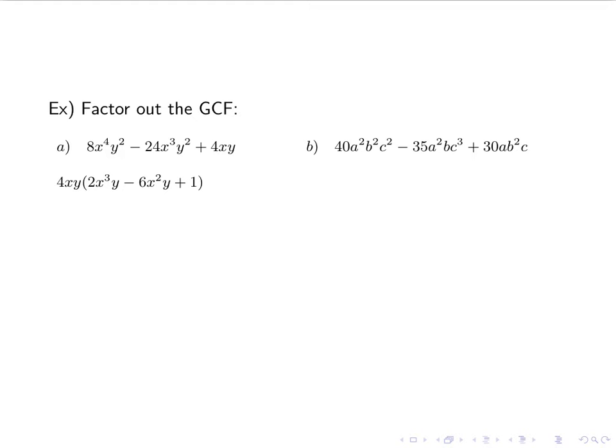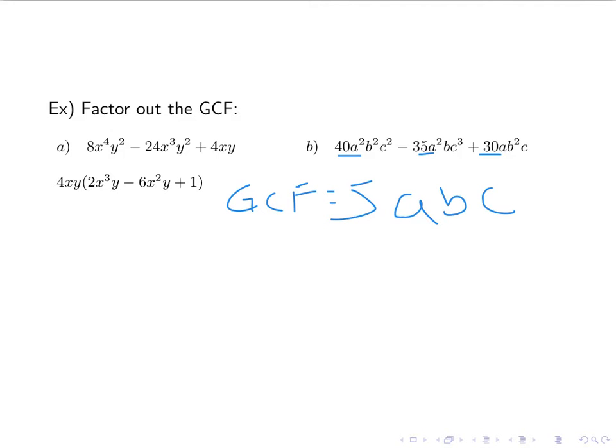Okay, for B, we have 40, 35, and 30. 40 is 5 times 8, 35 is 5 times 7, 30 is 5 times 6. So what they have in common is a 5. They all have an A, and the lowest exponent is 1. They all have a B, the lowest exponent is 1. And they all have a C, the lowest exponent is 1. So the GCF is 5ABC.